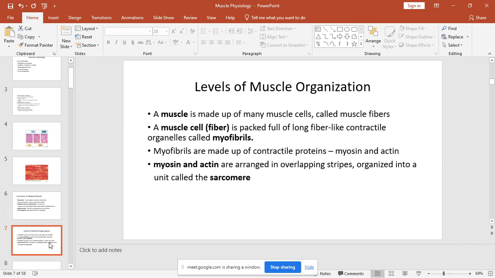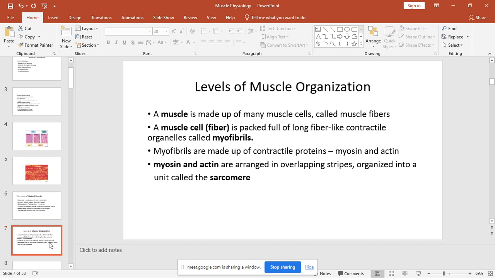So, we can talk a little bit about the organization of a muscle. We know that a muscle in itself is made up of several muscle cells, and these several muscle cells, when grouped together, are known as muscle fibers. If we were to go into a muscle cell, we'll find specially adapted fibers, which are called myofibrils.